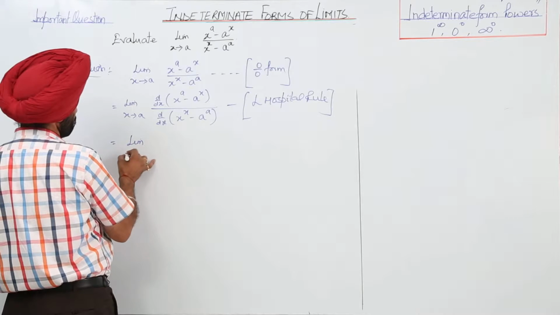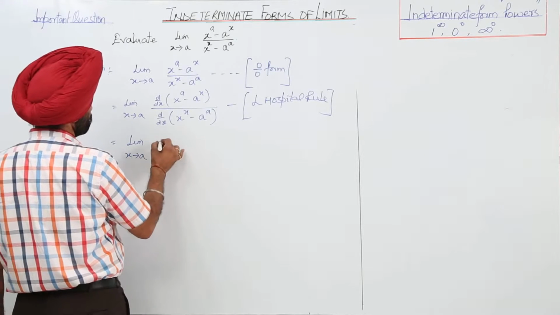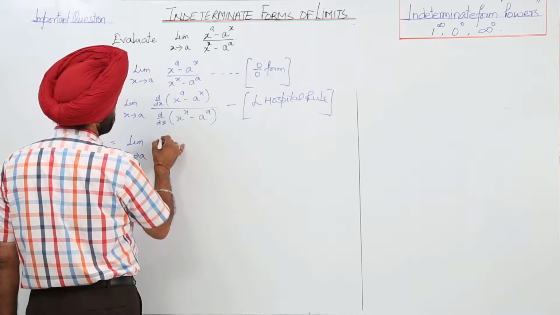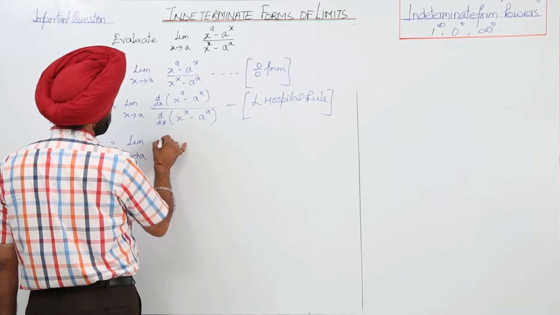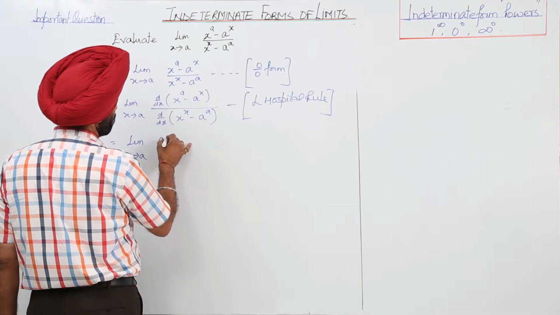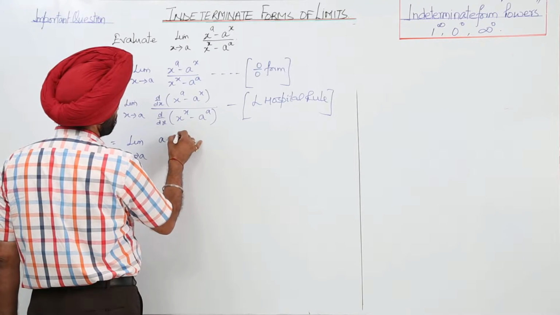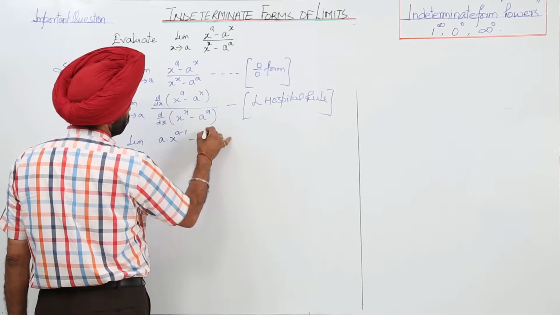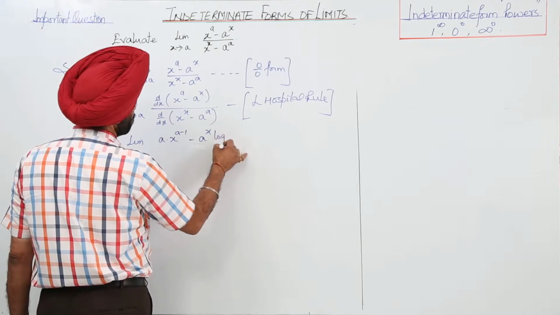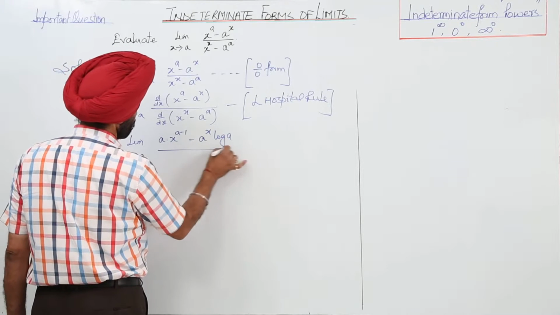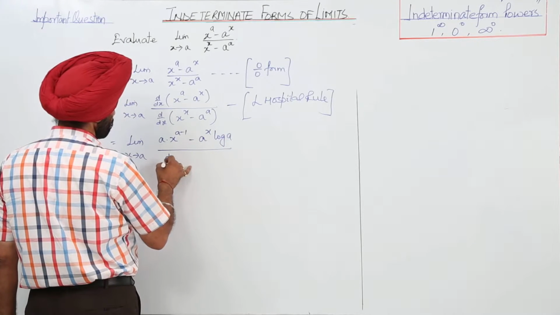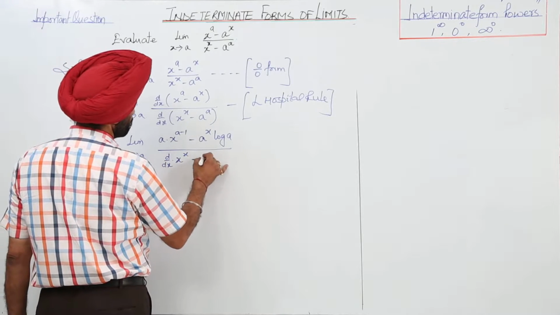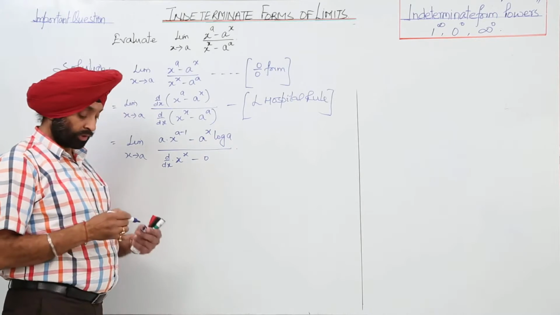Limit x approaches a. Now it is x raised to power a, so we are having a x^(a−1), negative of a^x log a, upon d by dx of x^x minus 0. One thing up to here.